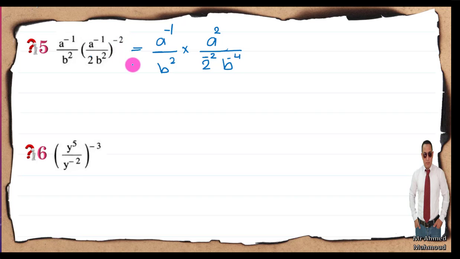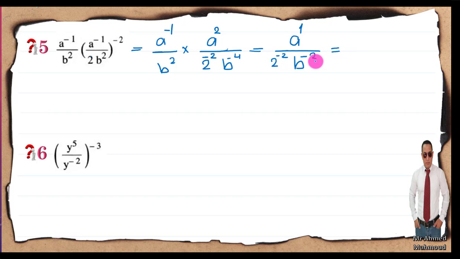Okay, this is the first step. The second step, I'm going to collect the powers of a together and the powers of b together like this. A power negative 1 plus 2 equals a power positive 1, and b, 2 plus negative 4 equals negative 2. Okay, now 2 power negative 2 here, down.